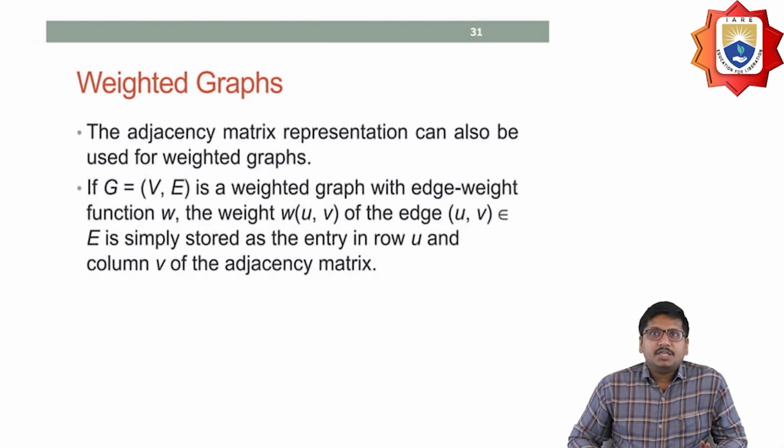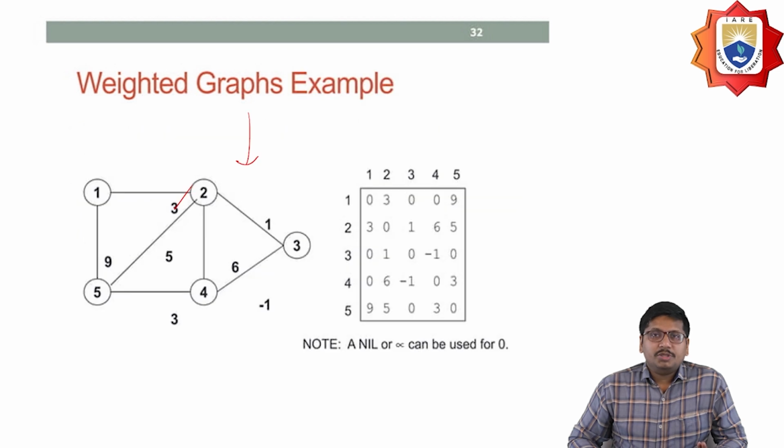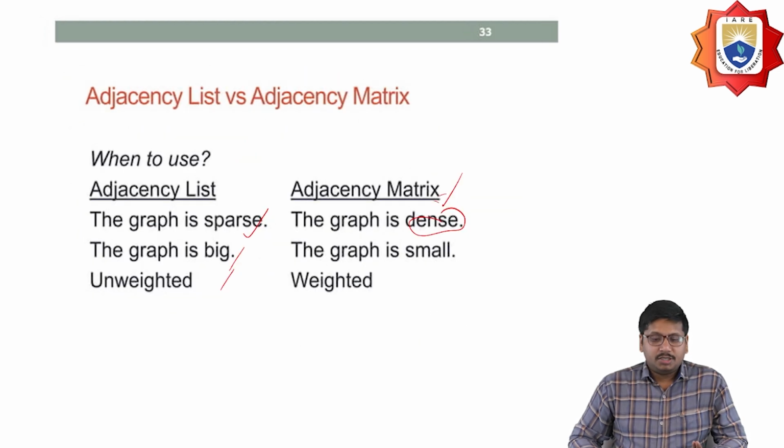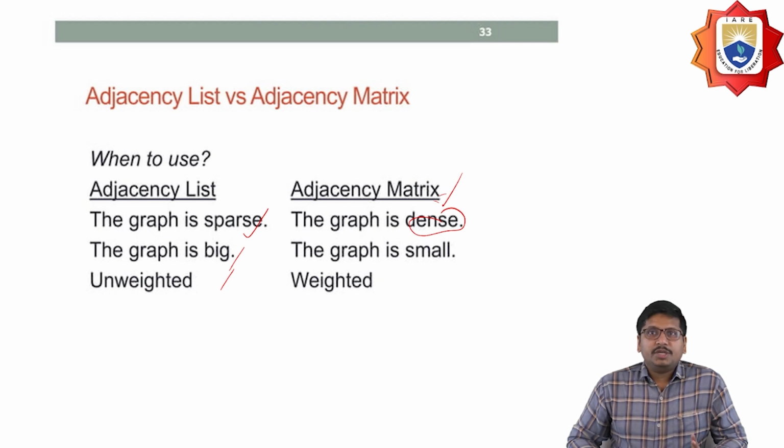So the matrix representation can also be used for weighted graphs, and this should be the representation, along with the weights. And there should be a difference between adjacency list and adjacency matrix. So the adjacency list means that the graph is sparse, and the graph is big and unweighted. Whereas the adjacency matrix should be a dense one, and the graph is somewhat weighted.